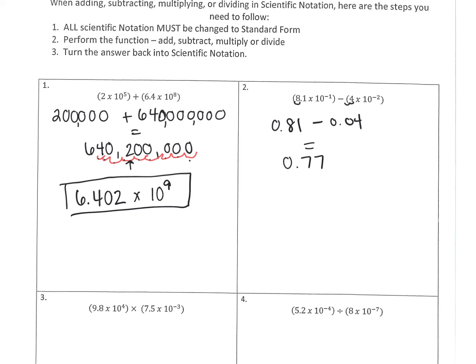Put that in your calculator and you get 0.77. So now we need to turn it back into scientific notation because that is not a number between 1 and 10. So I'm going to move it over once to the right, which means it's going to be a negative. So we have 7.7 times 10 to the negative first. And because we moved it to the right, this means that it's negative, meaning we want to move it to the left.